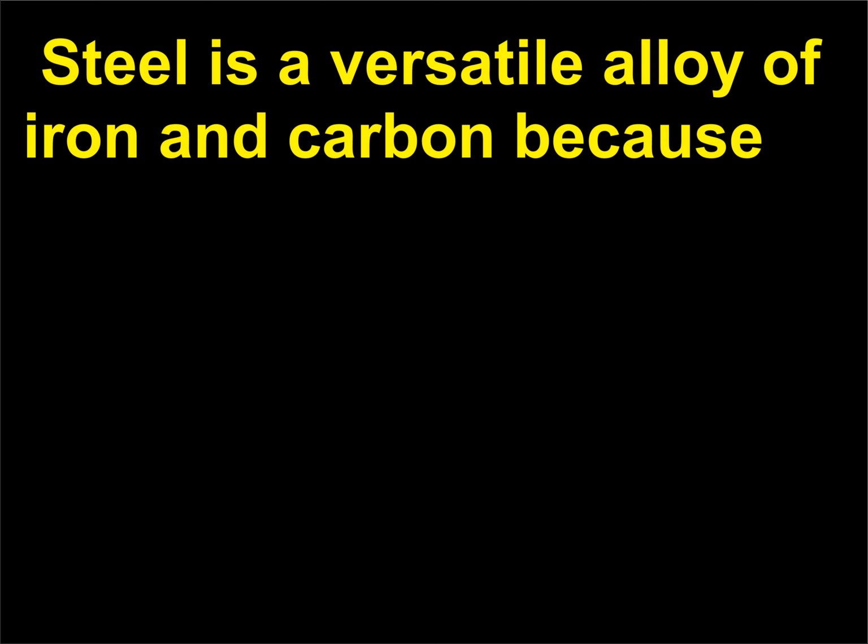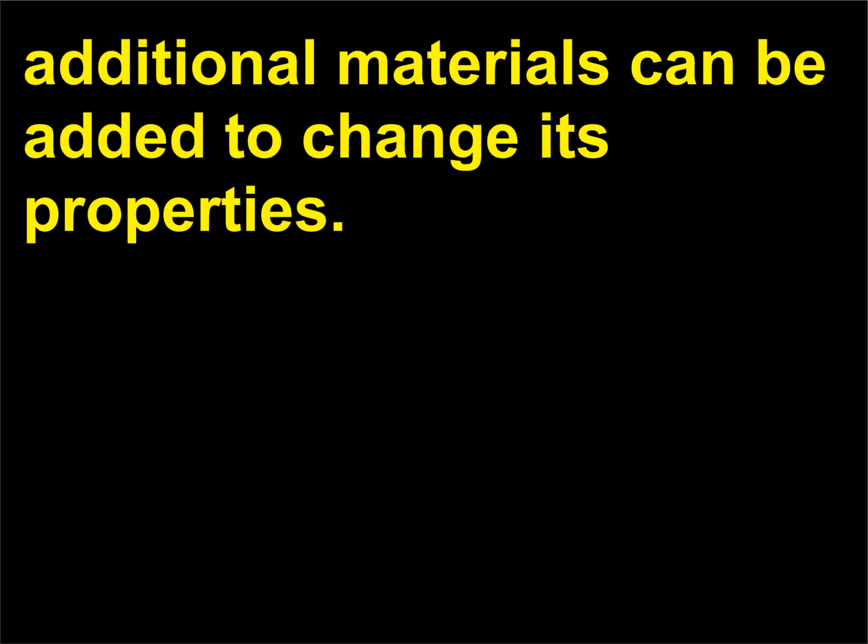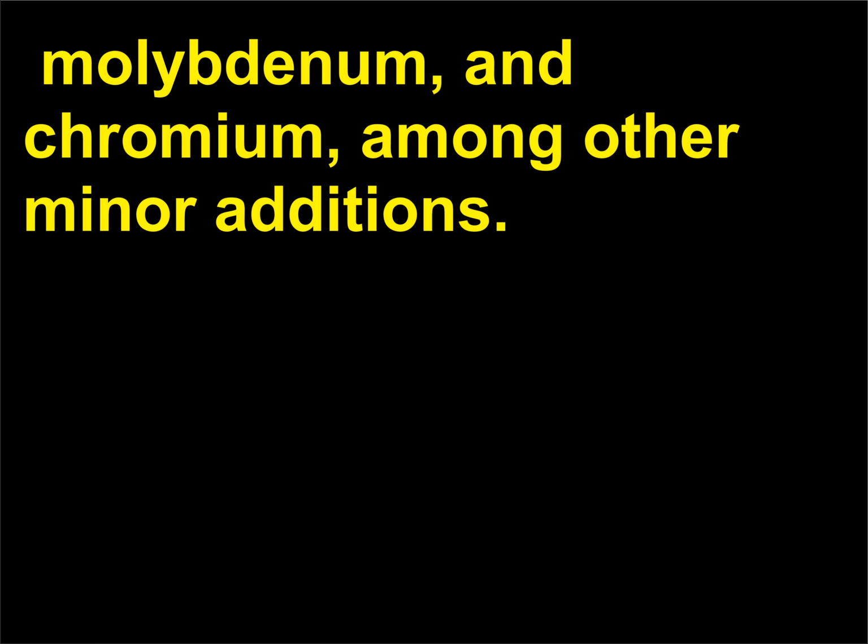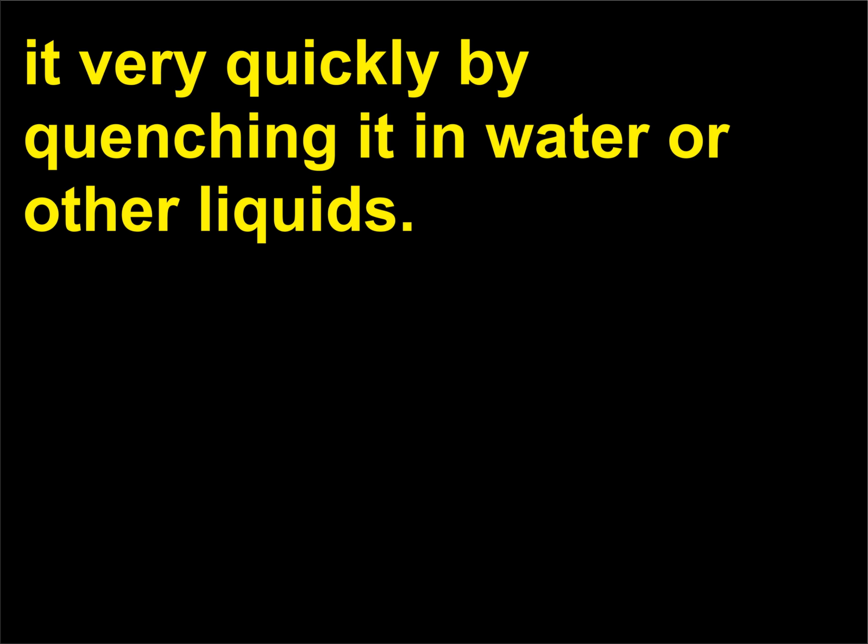Steel is a versatile alloy of iron and carbon because additional materials can be added to change its properties. Very hard steel, called tool steel, contains tungsten, molybdenum, and chromium, among other minor additions. Its hardness can be changed by heating it and then cooling it very quickly by quenching it in water or other liquids.